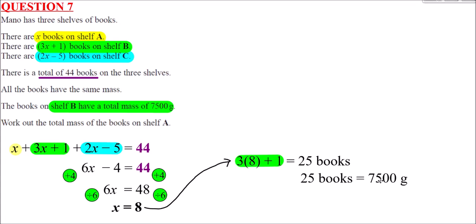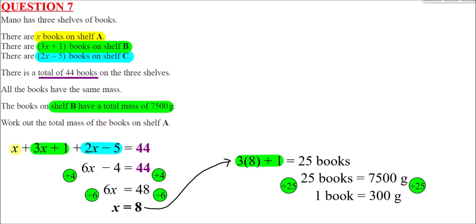What I'm now going to suggest we might want to do is to work out the mass of 1 book. Then once we've got the mass of 1, we can scale up to find the weight on shelf A. So to find the mass of 1 book, we could divide both sides of this by 25. So 1 book is going to be 7,500 divided by 25. My suggestion for this, because it's a non-calculator exam, is to ignore the zeros and see how many times 25 fits into 75. Well, 25 goes into 75 3 times, then add on these 2 zeros, that gives 300 grams. So 1 book is 300 grams.